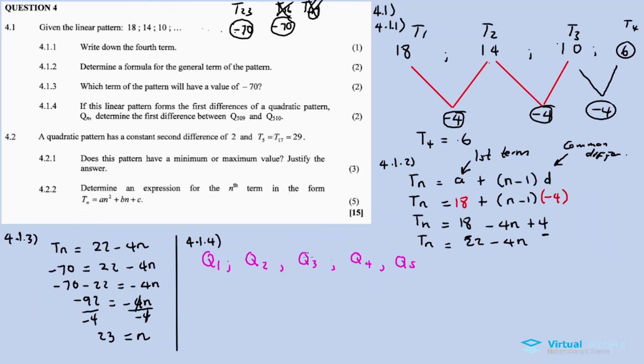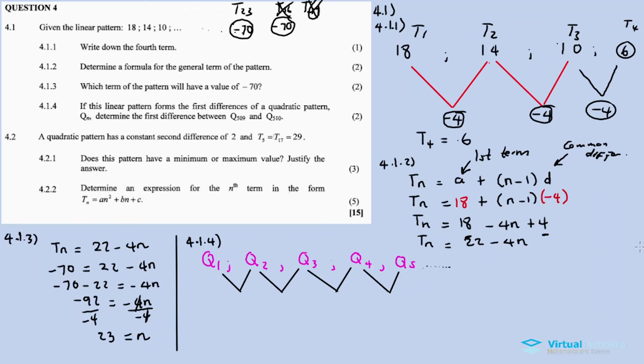Q1, Q2, Q3, Q4, Q5. The pattern continues all the way up to infinity, but I just decided to stop it at Q5. And then on this statement, basically, they tell us the first differences. We know a quadratic pattern has a second common difference. There's also a first difference, right?